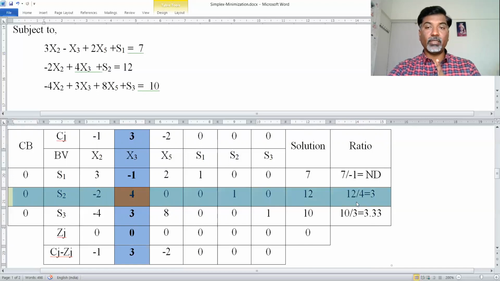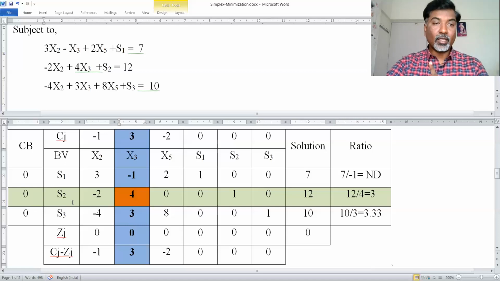The row which contains the minimum value is called the key row, and the column which contains the maximum Cj minus Zj is called the key column. So the cell which is the intersection of key row and key column is called the key cell. So here the key cell has value 4. Now from this what did you understand? From this it is understood that in this case the variable S2 is referred to as the leaving variable and variable x3 is called the entering variable.